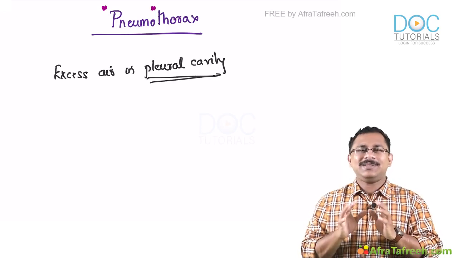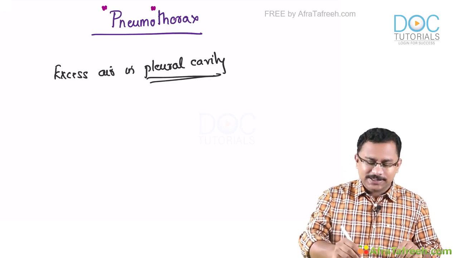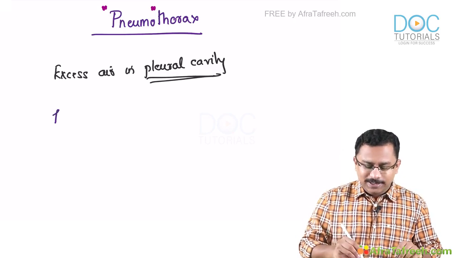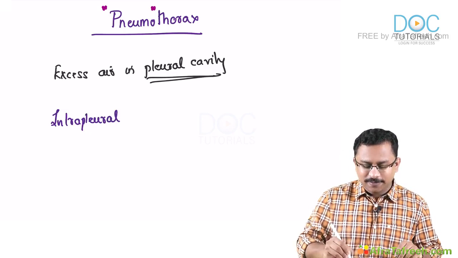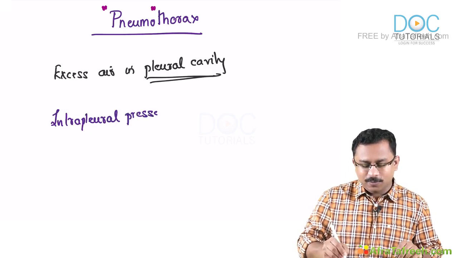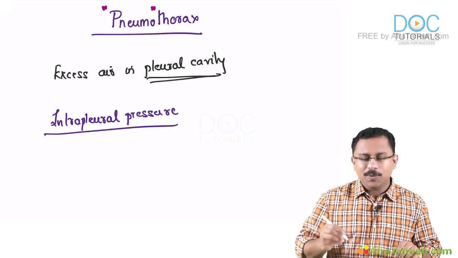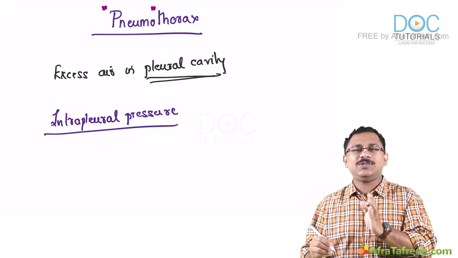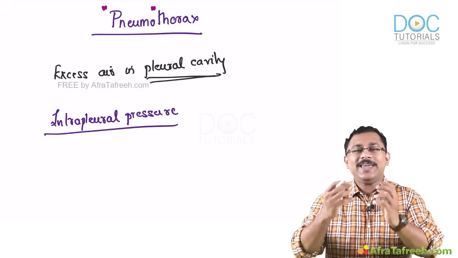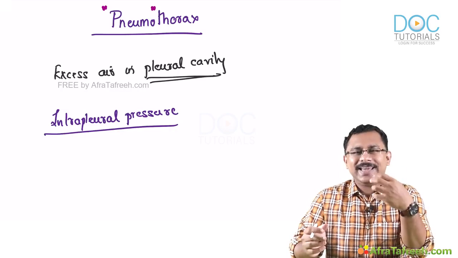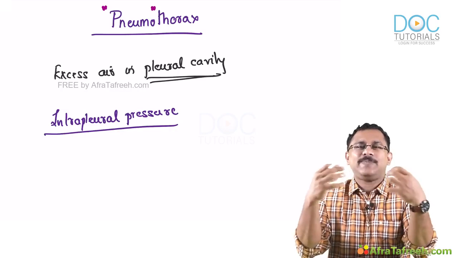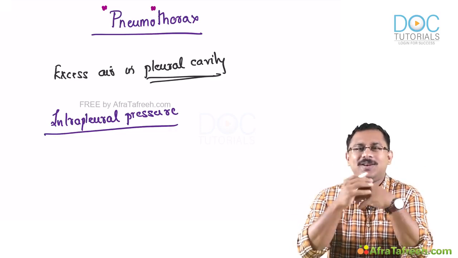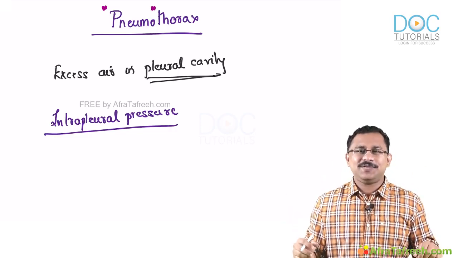And always remember that in normal individuals, what about your intrapleural pressure? Is it positive or negative? It is a negative one. So intrapleural pressure in normal individuals is negative. Now this is very important because it is this negative intrapleural pressure that will normally allow the expansion of the lungs.